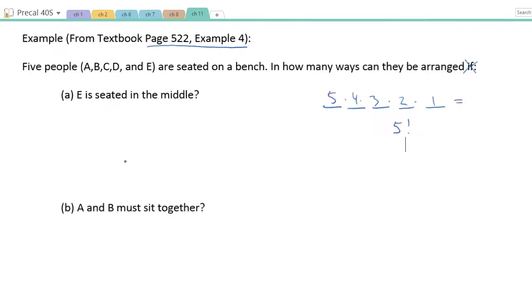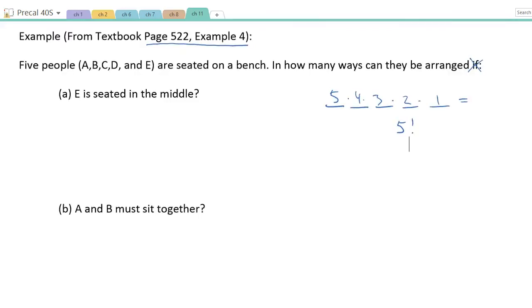It says, what if E has to be seated in the middle? Okay, so if we're doing this question, there's my 5 spots. Now this one has to be the letter E. So there's only one way to do that.